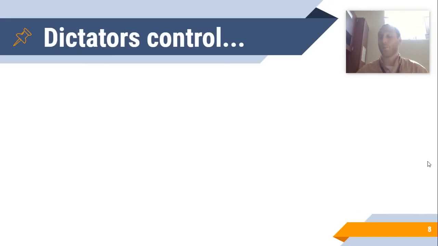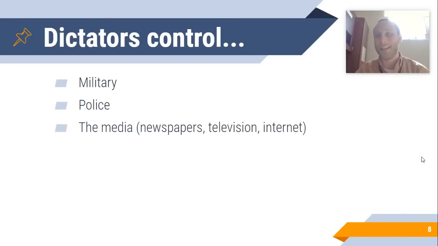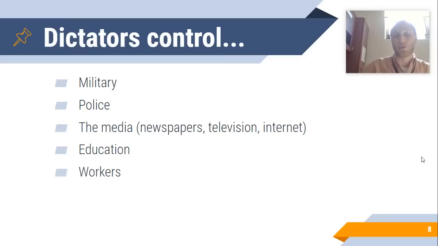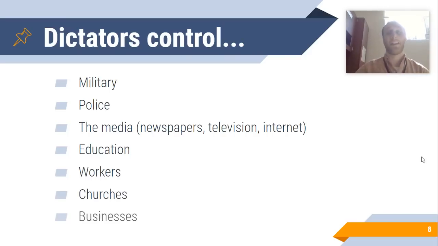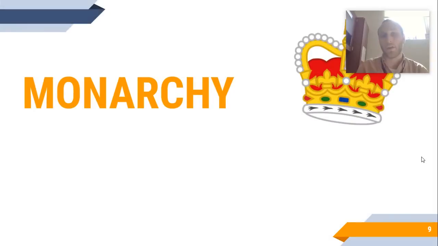So dictators control pretty much all aspects of life. Here are just a few things that they control. They control the military, they control police, they control the media, right? They can actually censor what you watch on TV or what you view on the internet. They can block websites, right? They control all of the media. They control education, who can learn, what they can learn. They control workers, they control churches, they control businesses. They pretty much control anything in the country that would have a decision being made, right? They want to have full control, unlimited control over everything.